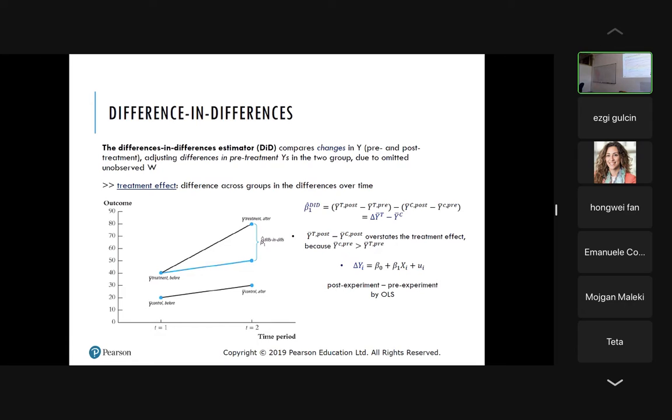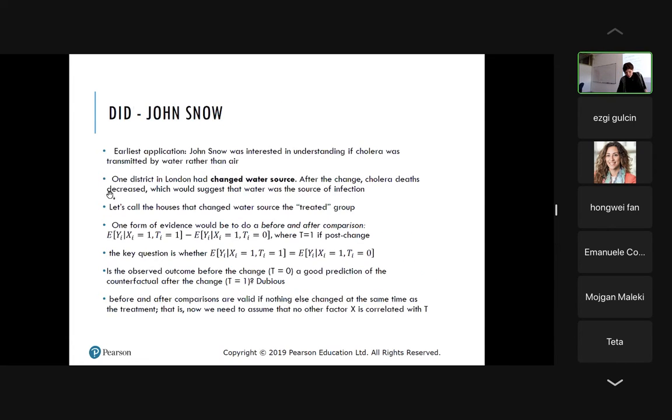Then we can write this estimator, which we call beta 1 DID, as the estimator for this coefficient where we regress delta y on the treatment variable. And this is something that we can estimate by OLS. So delta y is y post-experiment minus y pre-experiment. And then this is an example.